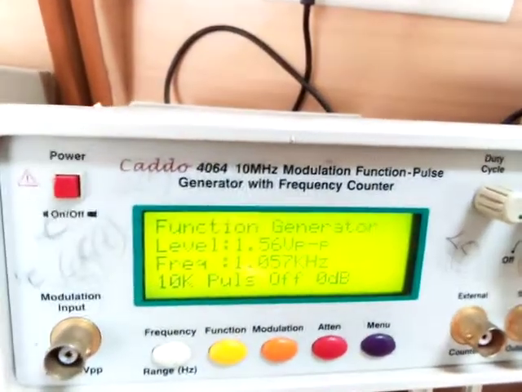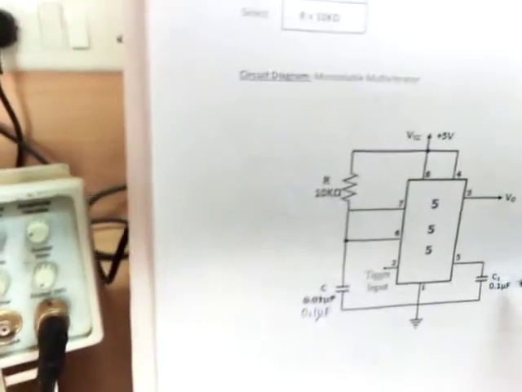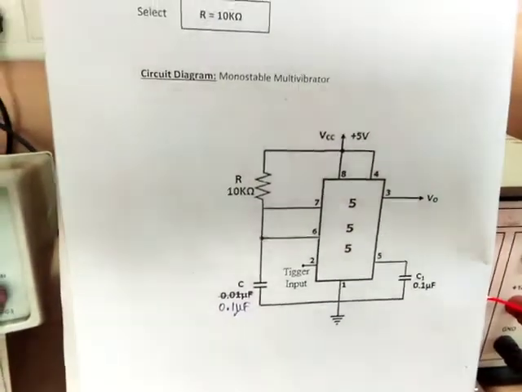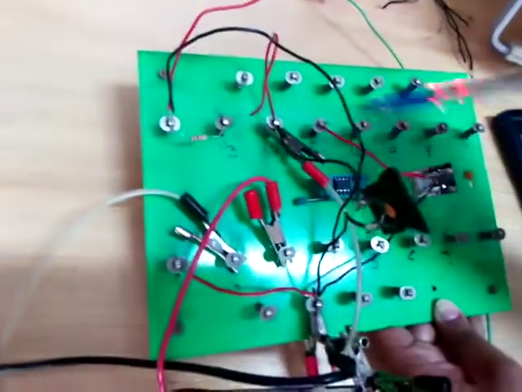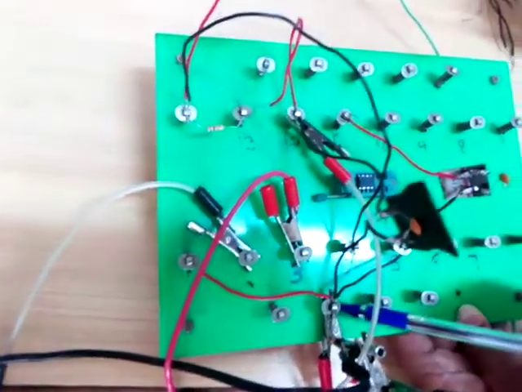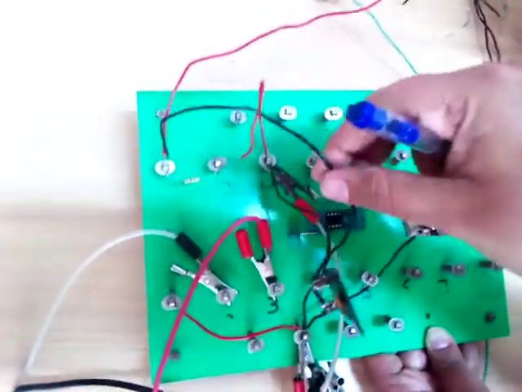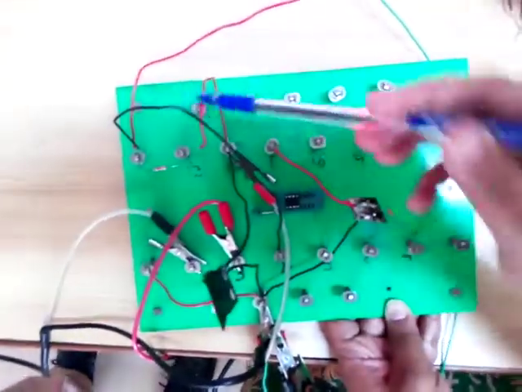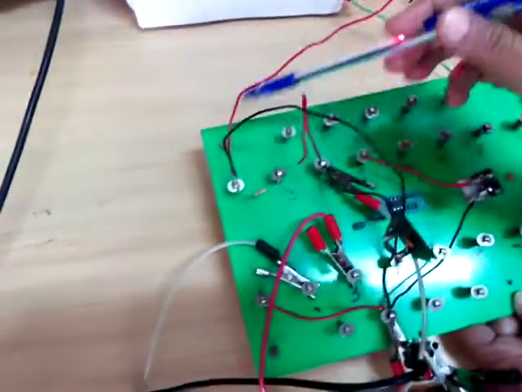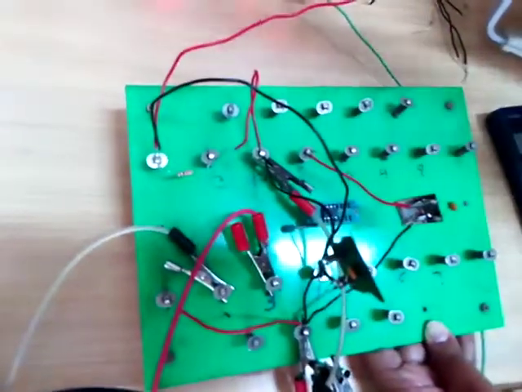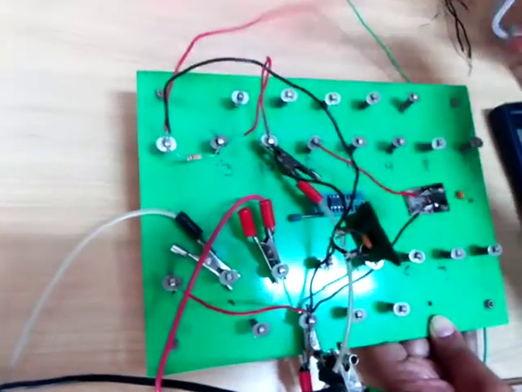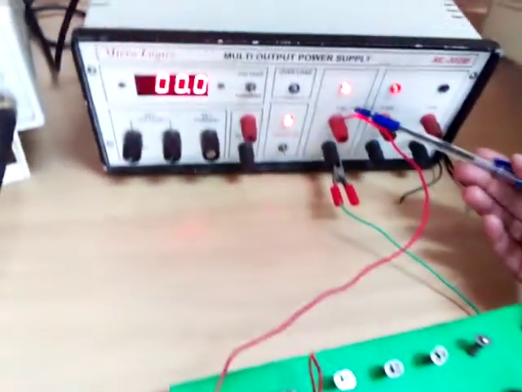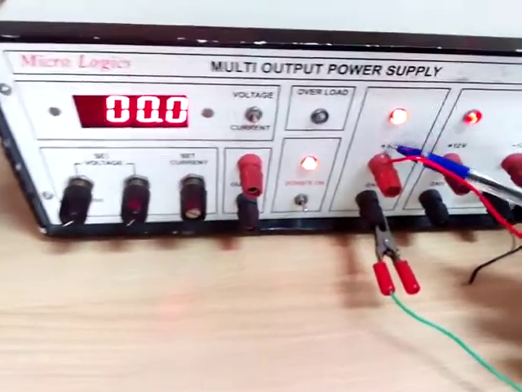Then between pin number 5 and the ground, 0.1 microfarad should be provided. Here you can observe in the circuit 0.1 microfarad is connected between pin number 5 and the common ground. Pin number 3 is provided with the output. Pin number 4 and 8 are shorted, and I have given the supply also. To pin number 8 I have given plus 5 volt supply. This is a fixed supply.